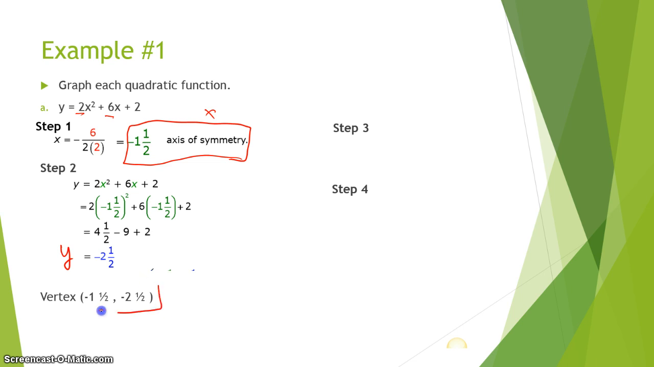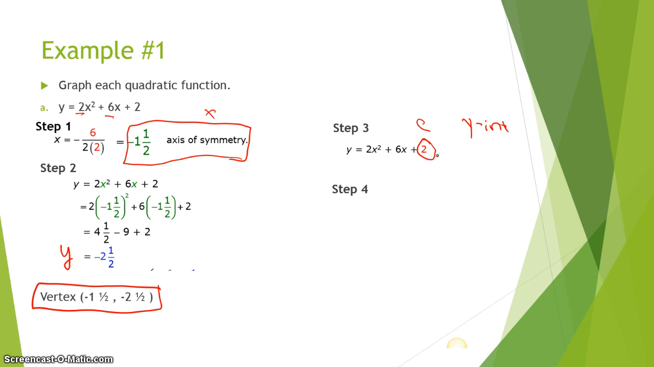After I found my axis of symmetry and my vertex, I now am going to look at my original equation, y equals 2x squared plus 6x plus 2. Notice my 2 is my c, which represents your y-intercept. So the graph is going to cross the y-axis at 2.